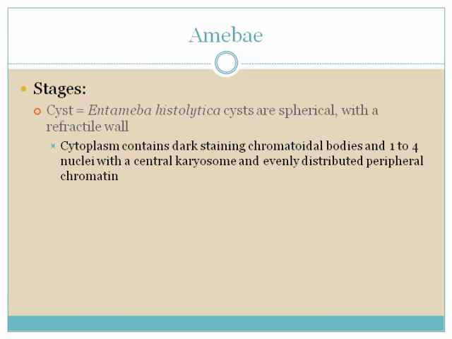The cyst stage of Entamoeba histolytica, they're spherical. They have a refractile wall. The cytoplasm usually contains dark staining chromatoidal bodies, 1 to 4 nuclei with a central karyosome and evenly distributed chromatin.